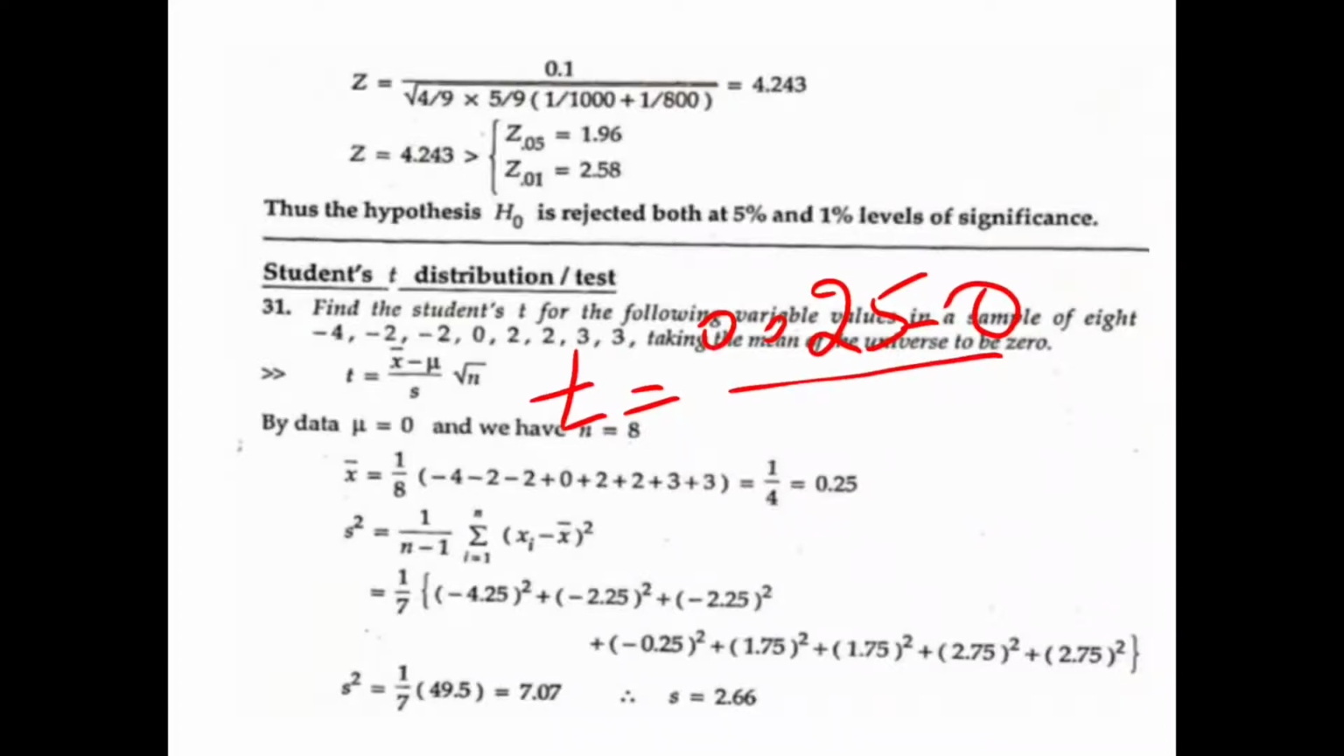0, the whole divided by S is 2.66 into under root of 7, because n is 8, under root of 8. So this is our, what is that called? T value. Simplify using the calculator. Using the calculator, you enter all the values and then find how much is t.